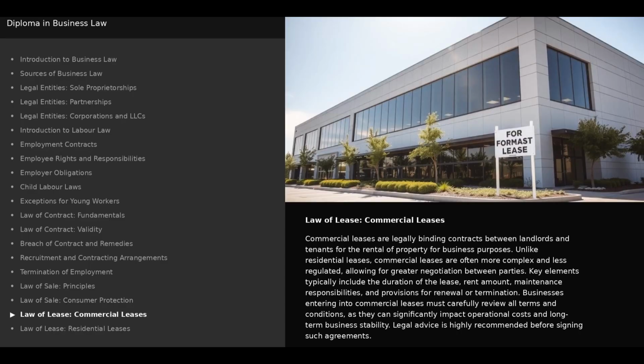Law of lease, commercial leases. Commercial leases are legally binding contracts between landlords and tenants for the rental of property for business purposes. Unlike residential leases, commercial leases are often more complex and less regulated, allowing for greater negotiation between parties. Key elements typically include the duration of the lease, rent amount, maintenance responsibilities, and provisions for renewal or termination. Businesses entering into commercial leases must carefully review all terms and conditions, as they can significantly impact operational costs and long-term business stability. Legal advice is highly recommended before signing such agreements.